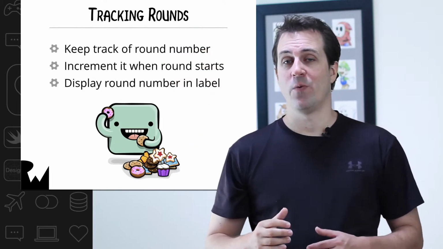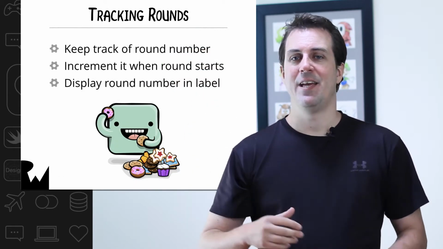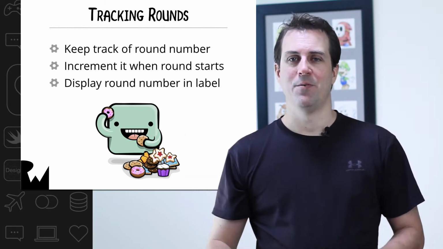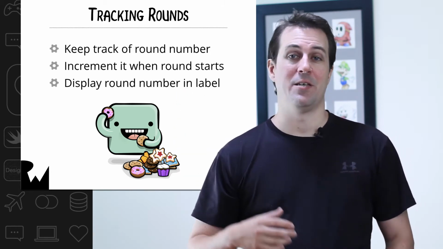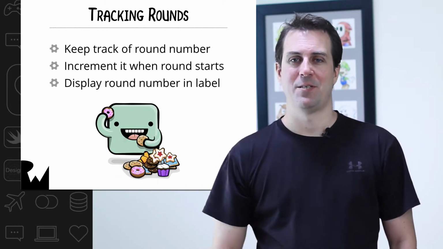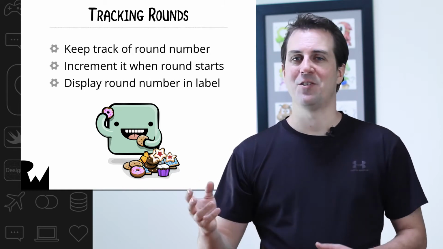First, keep track of the current round number, starting at one. Second, increment it whenever a new round starts. And third, display the round number in the appropriate label. Again, trying these challenges is really important because by the process of going and trying this on your own, you'll really understand how to do it in your own apps. So give it a shot, and if you get stuck, keep watching for the solution.